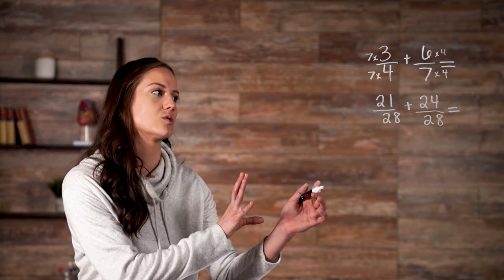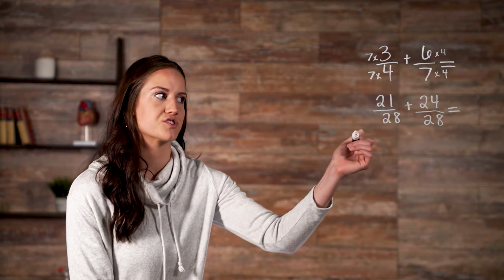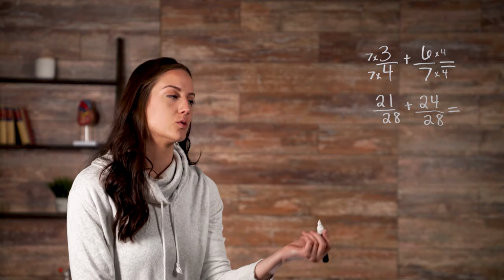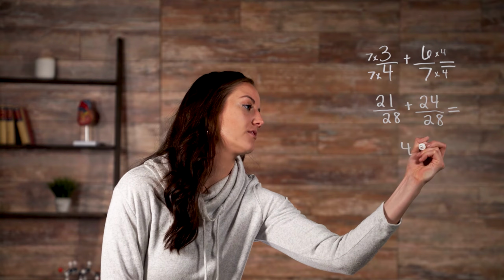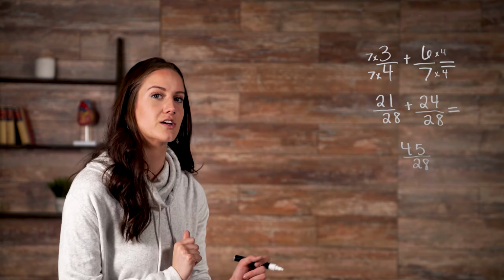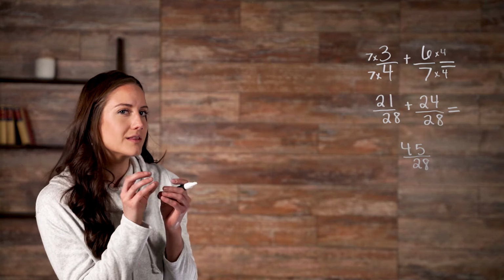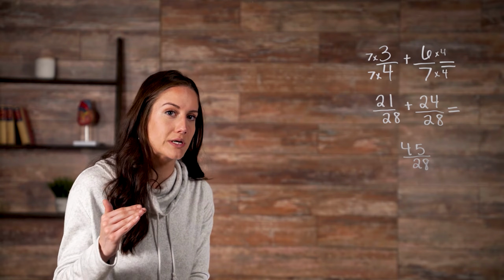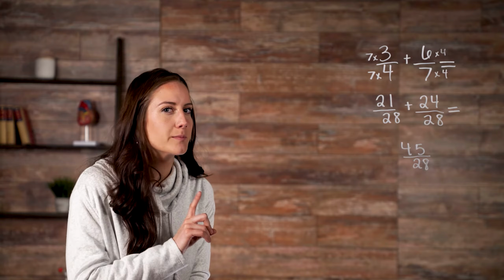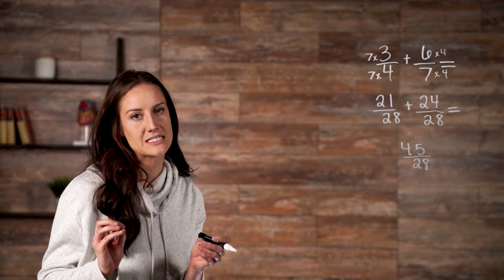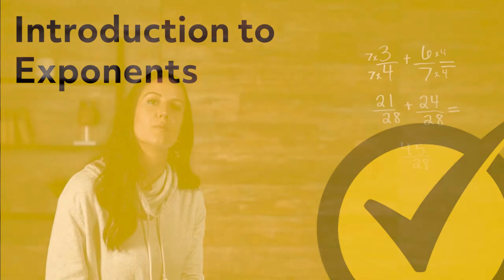So after our multiplication, we end up getting a common denominator, which is 28. So now all we have to do is add our numerators together, which gives us 45 over 28. And that's our answer. With this calculation, we found the least common denominator. The least common denominator is the smallest common number between denominators. Anytime you perform a calculation with different denominators, you must find the least common denominator to solve the problem.